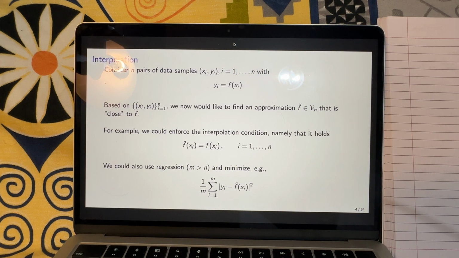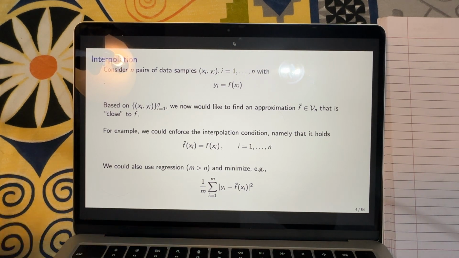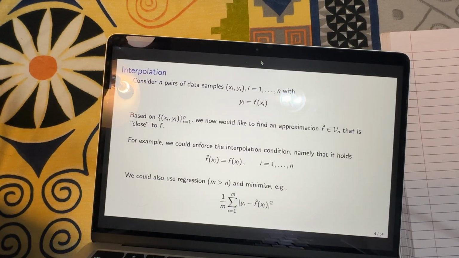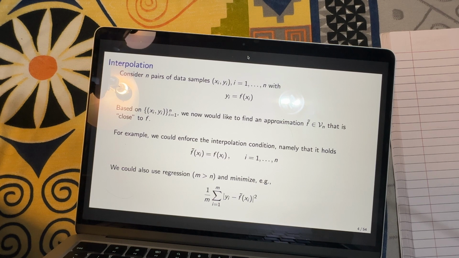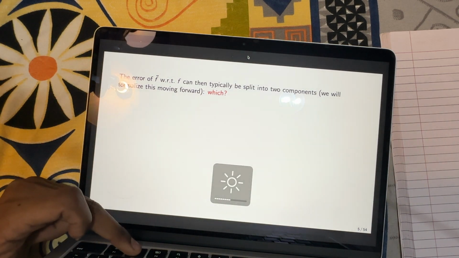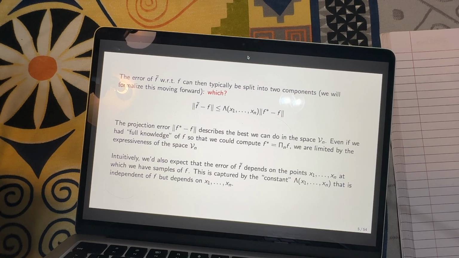But what is interpolation? Consider n pairs of data samples. You now want to find an approximation that is close to f. For example, we could enforce the interpolation condition. We could also use regression and minimize. The error of f tilde with respect to f can then typically be split into two components.